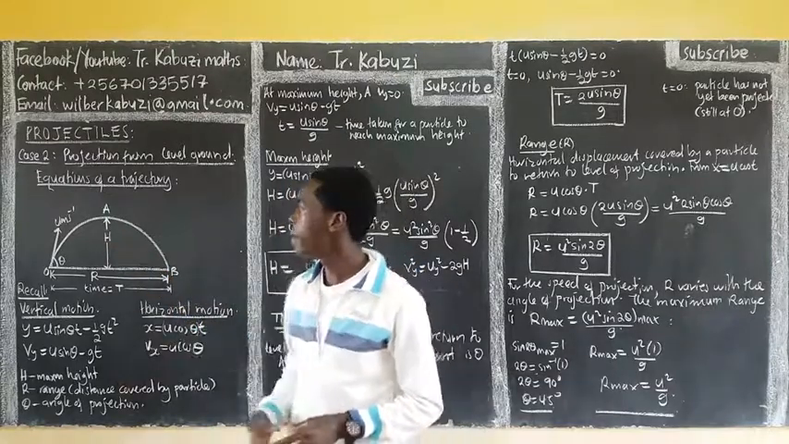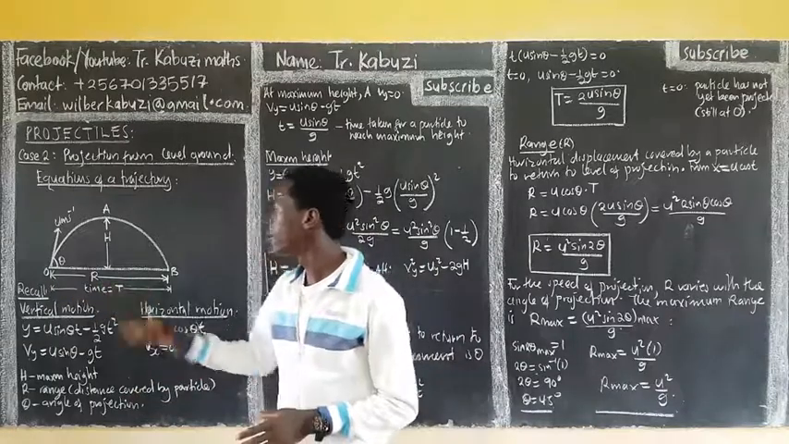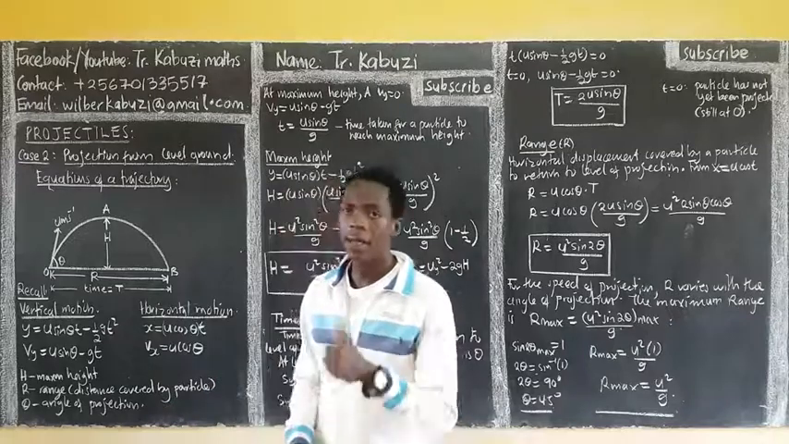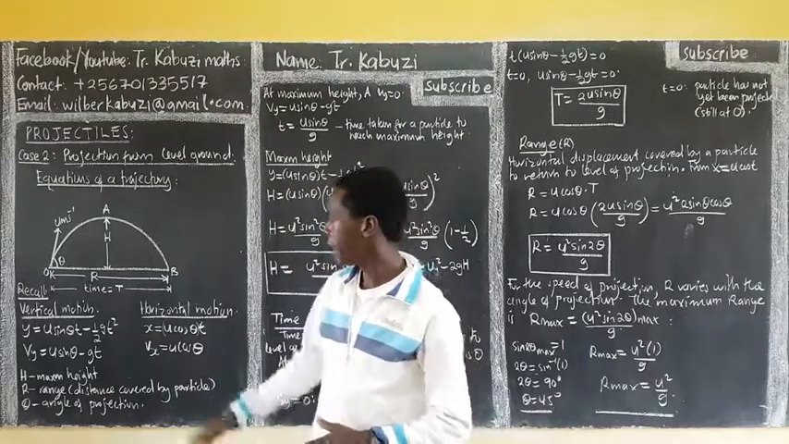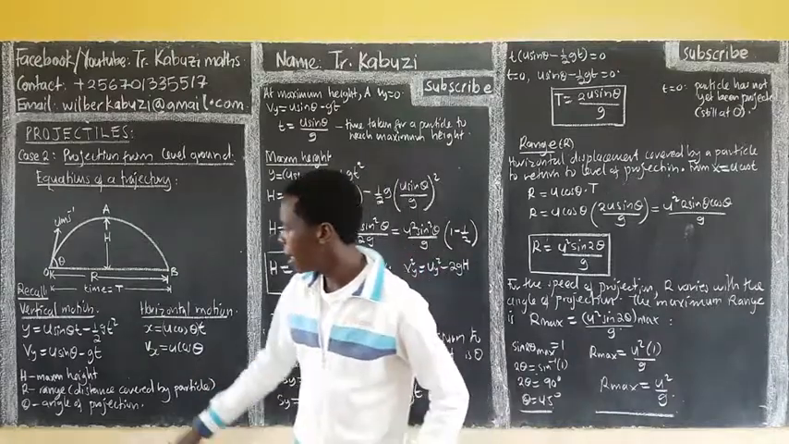Then S is going to be the maximum height reached by that particle. Then the time to cover this is going to be T. Recall the vertical motion, these were the things we had from the previous lesson. Even the horizontal motions, these were the things we had.